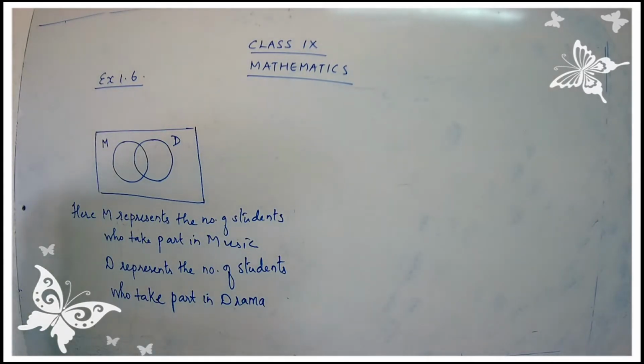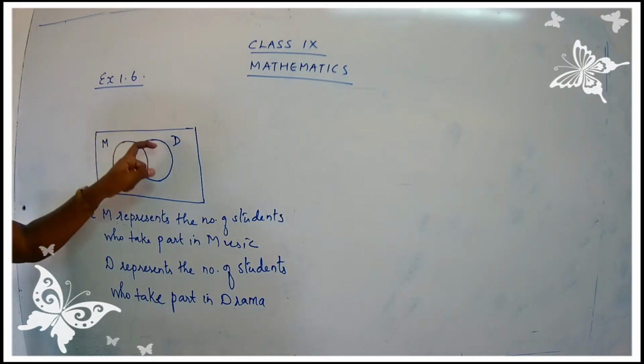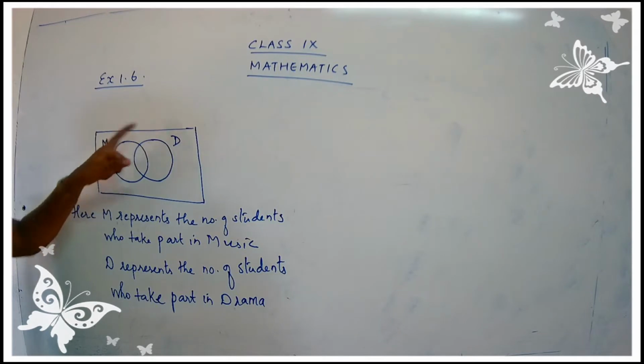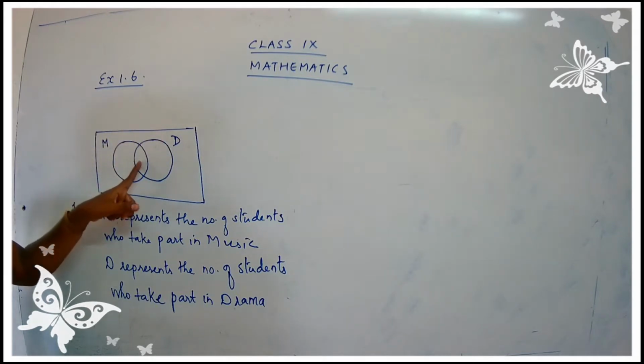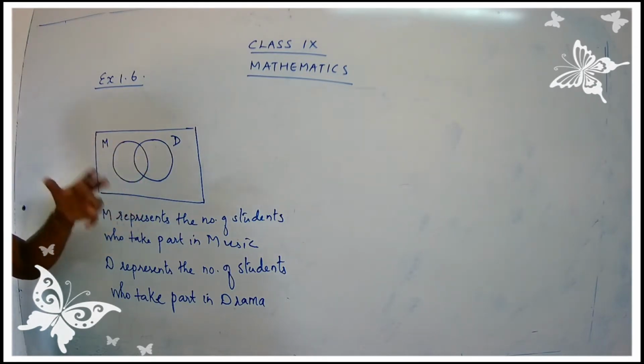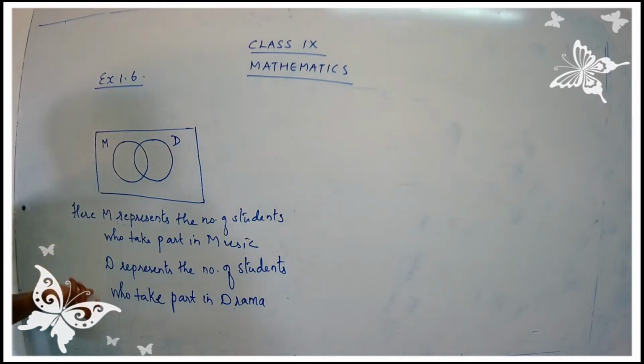Now the question says that in a class, all students take part in either music or drama or both. That means the child may take part in music, the child may take part in drama, and the child may take part in both music and drama. Now this is the intersection part. Intersection part means common part. Whatever number of children comes over here, they will be the children who are taking part in both music and drama.